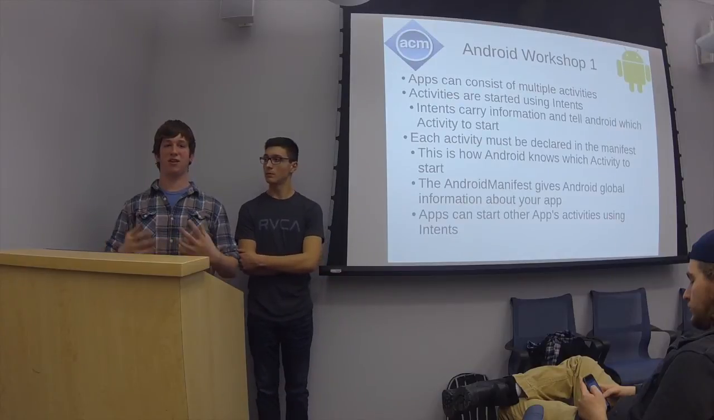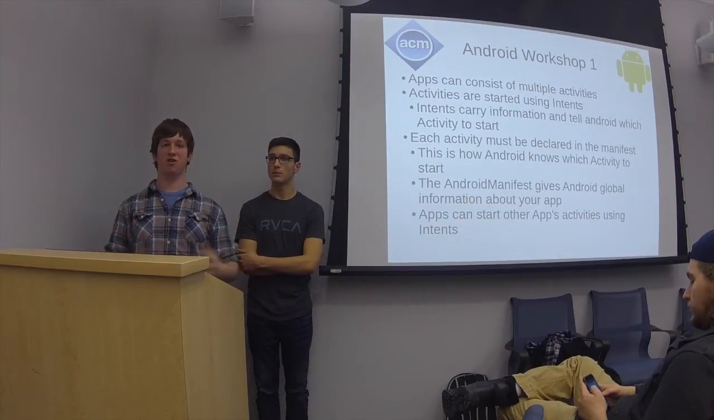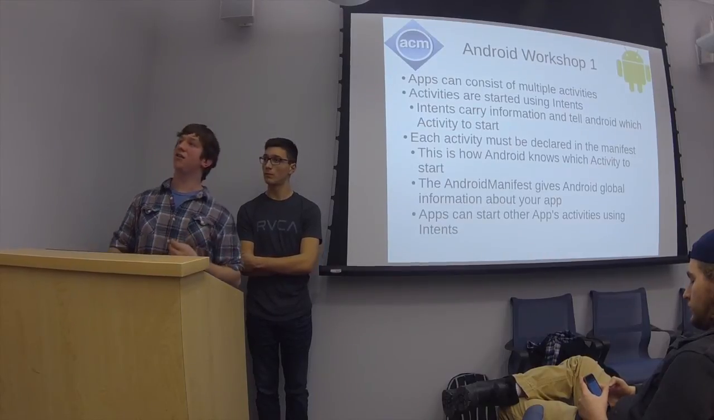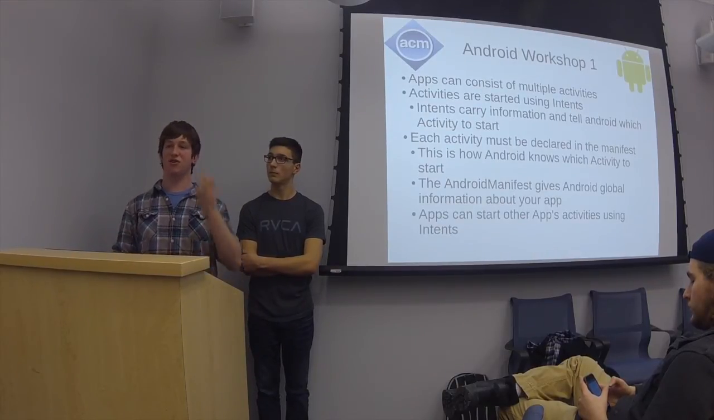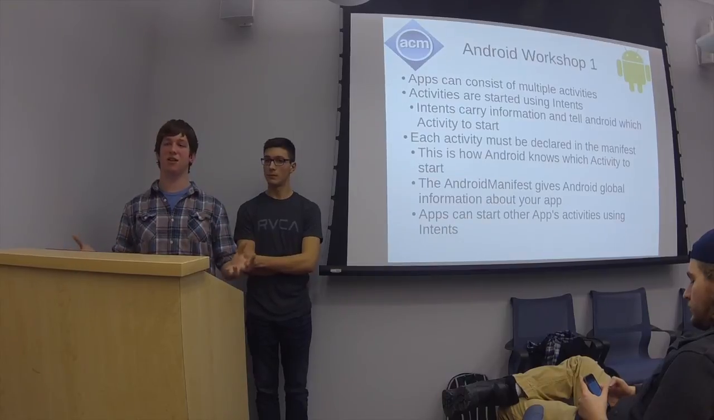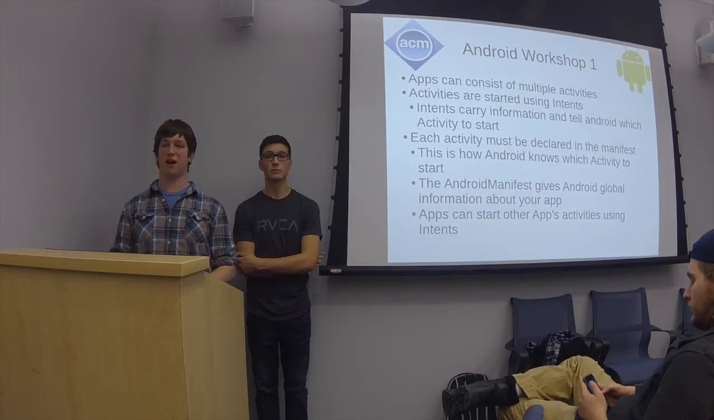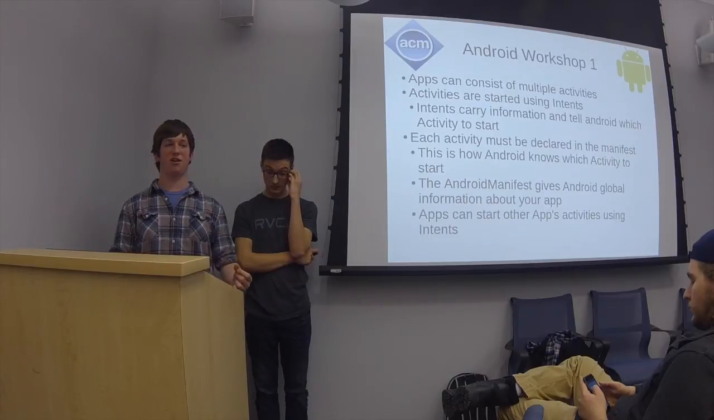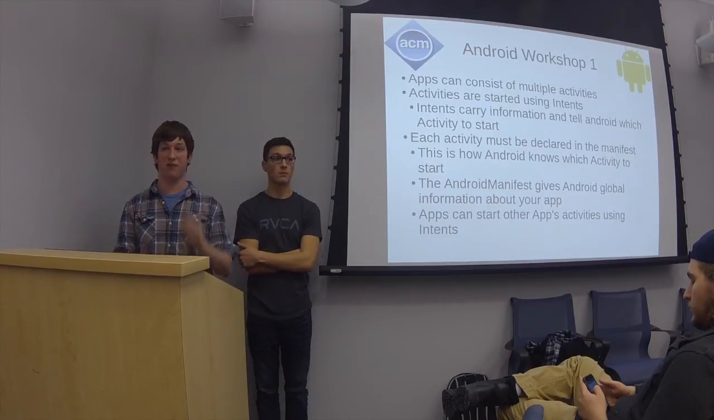Basically, you give the intent a class. So you instantiate your intent, and you say, okay, I want to open up the contact list class. You just give it the class name itself, and then Android figures this out based on your manifest. Now, every activity needs to be declared inside the manifest.